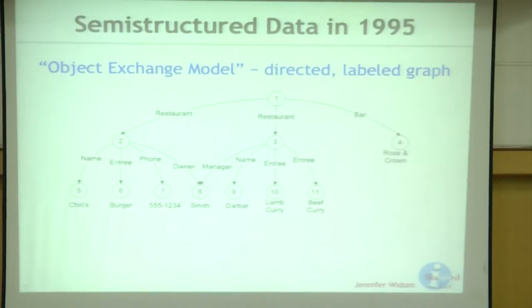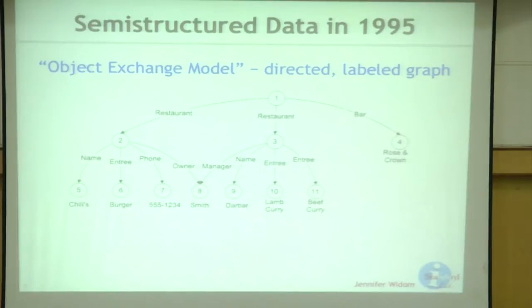There's a huge mistake in this data that someone just pointed out recently with this talk. It's relevant to India. Darbar is an Indian restaurant. They wouldn't serve beef curry there, I don't think, at an Indian restaurant. So someone pointed that out to me recently, but somehow we had that in our running example. Anyway, what you want to notice here is that it's semi-structured data.